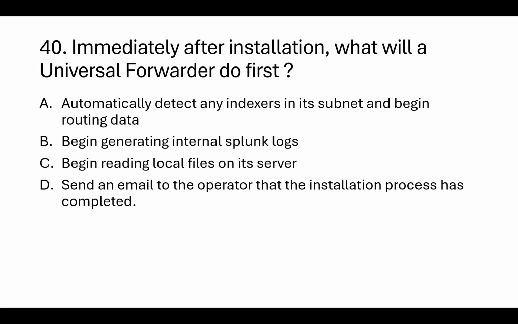Question number 40. Immediately after installation, what will a universal forwarder do first? Option A, automatically detect any indexer in its subnet and begin routing data. Option B, begin generating internal Splunk logs. Option C, begin reading local files on its server. Option D, send an email to the operator that the installation process has completed. And the answer is option B, begin generating internal Splunk logs.